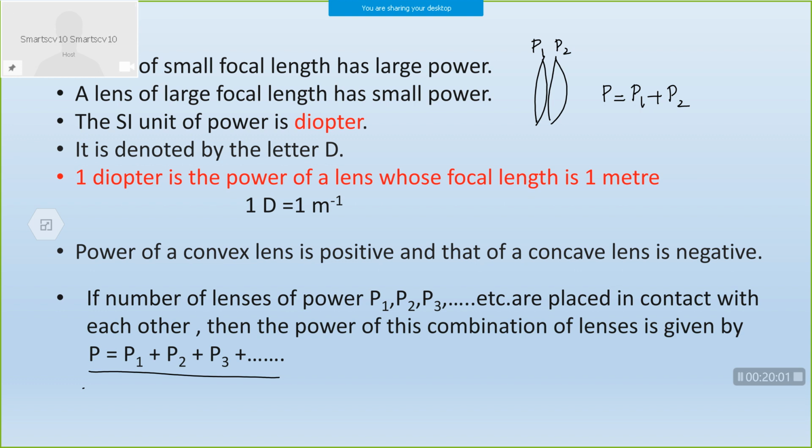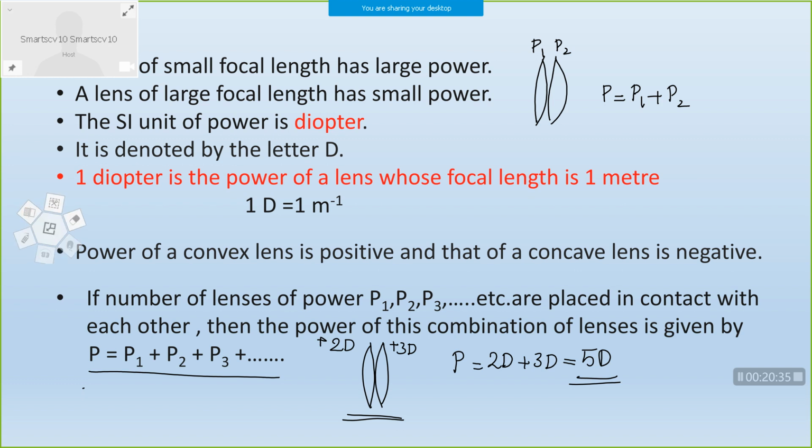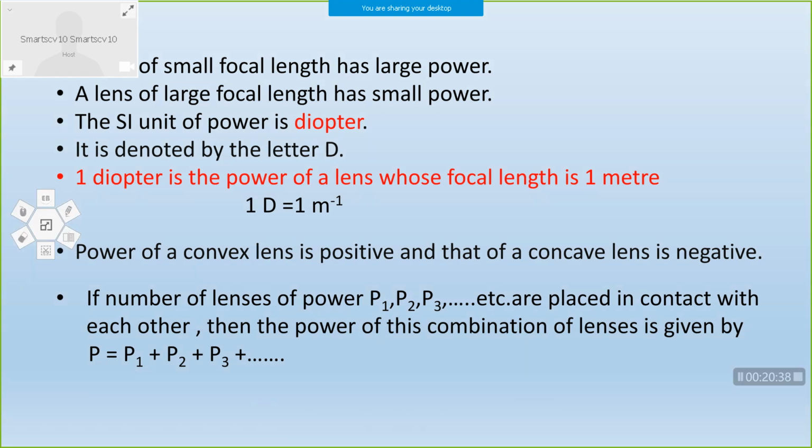Okay. For example, suppose you have a convex lens of power 2 diopter. You know, for a convex lens the power is positive. And another convex lens of power 3 diopter. So what will be the effective power? It is equal to 2 diopter plus 3 diopter. So this combination acts as a lens and the power of that lens combination will be 5 diopter. You just have to take the algebraic sum of the powers. Okay children, so similarly another example.